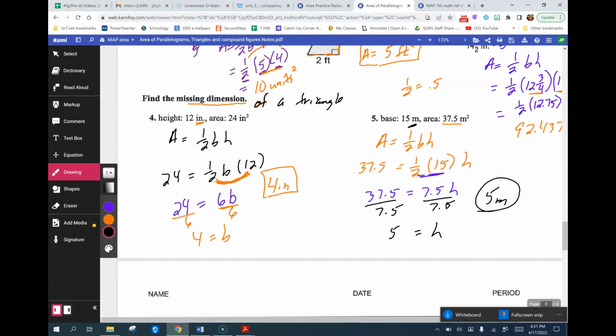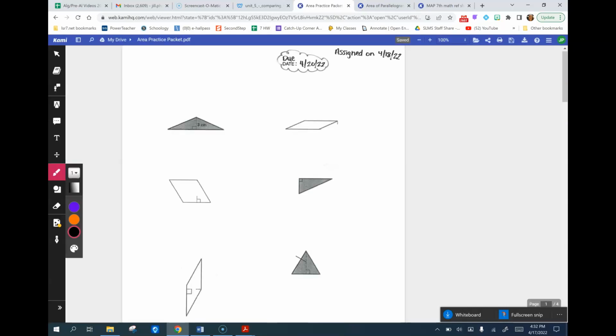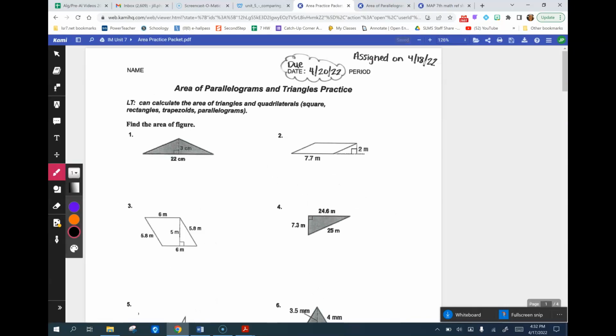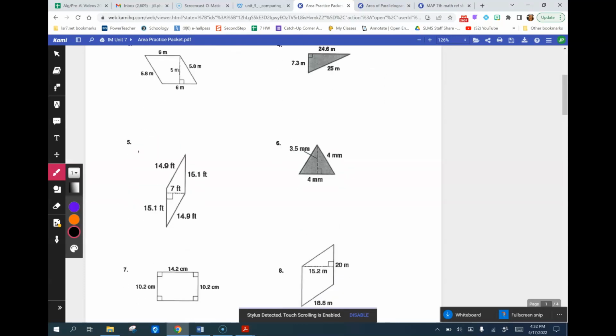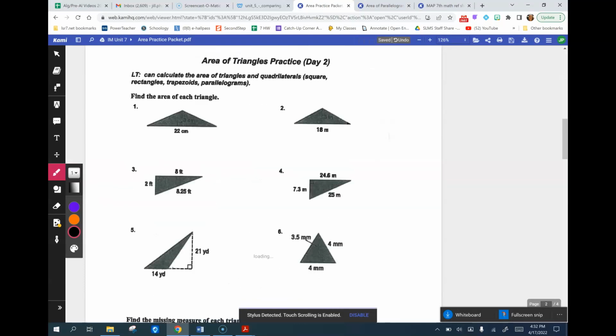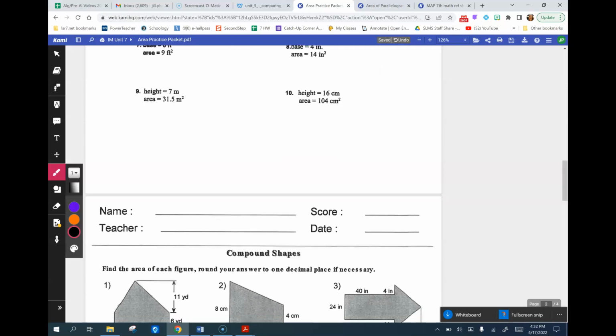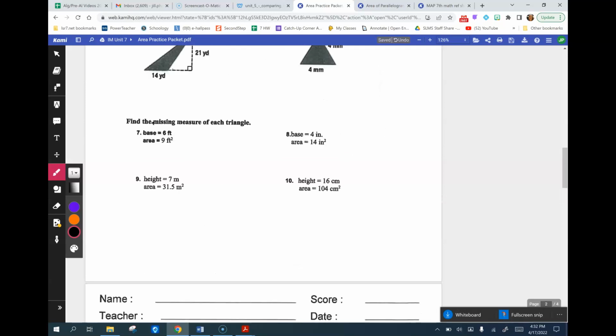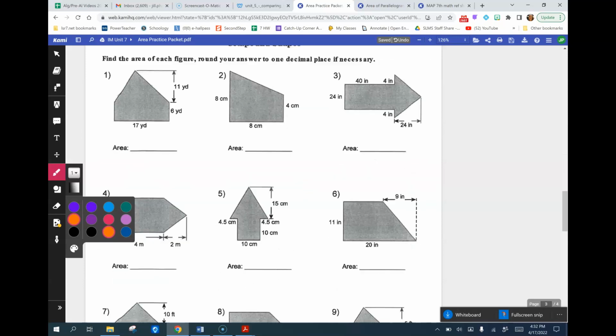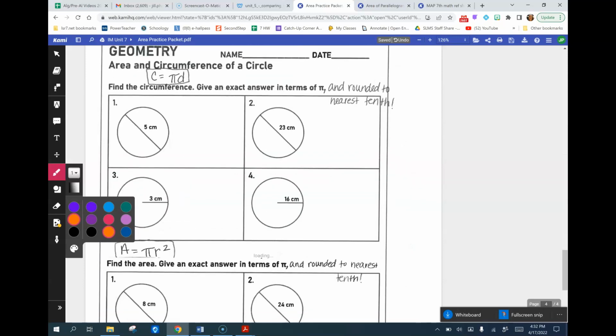Thank you so much. I hope this helped with area. So you have an assignment right here. It looks like this. Make sure that you check with your teachers as far as what is due. And I believe they say this one is due on the 20th. And you're going to go through area of triangles and parallelograms, and all kinds of area things. Sometimes you're going to find the missing measure, and then it goes into compound shapes, which we haven't done yet. I'll do that in the next video.